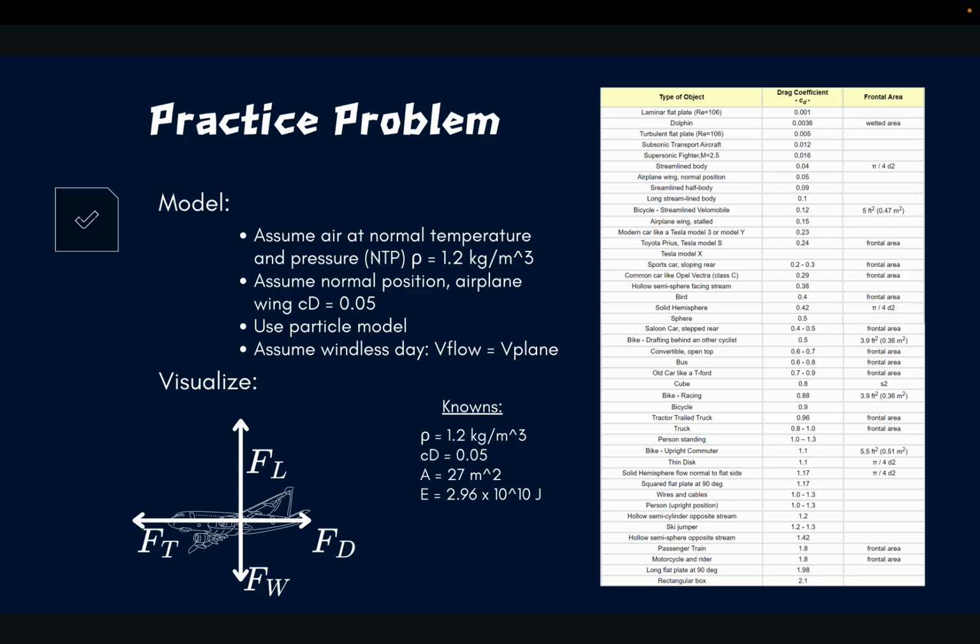As part of the visualize step, we wrote down our knowns. We wrote down the air density is 1.2 kilograms per meters cubed, and using the table on the right, we calculated the drag coefficient to be 0.05, assuming that the airplane wing was in normal position. The area was given to us in the question, and it is 27 meters squared, and the energy used throughout the journey was 2.96 times 10 to the 10th joules.